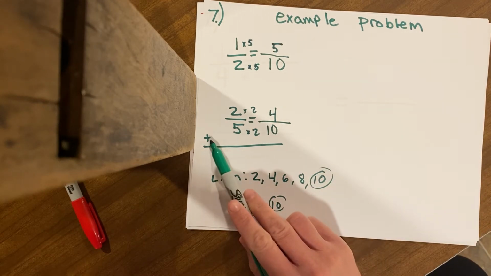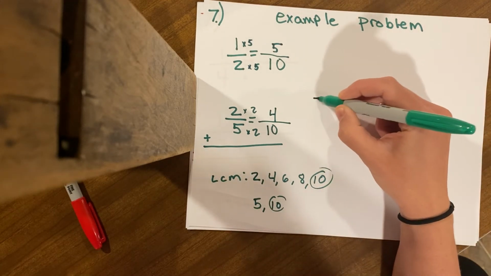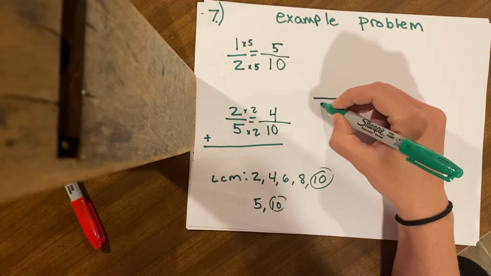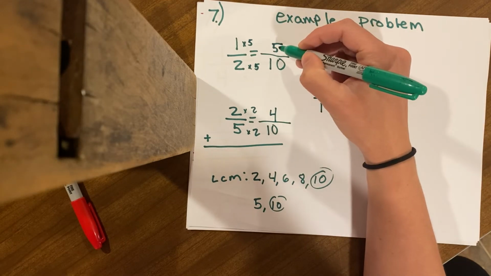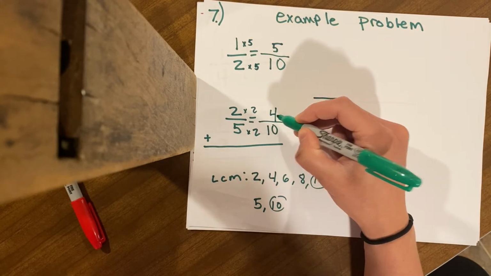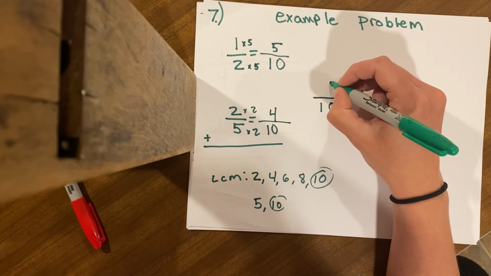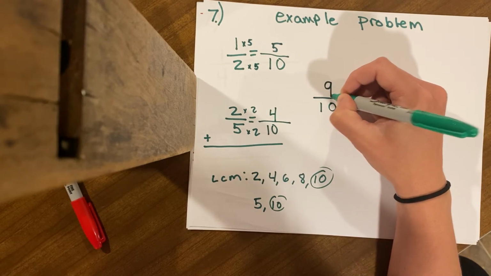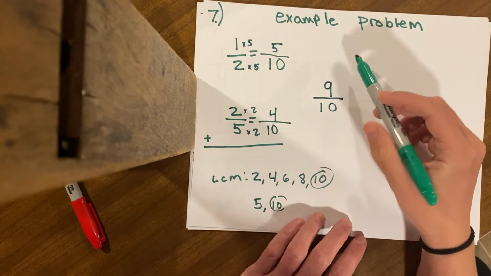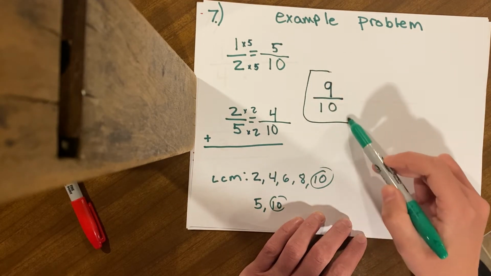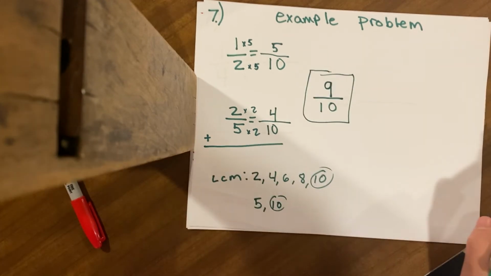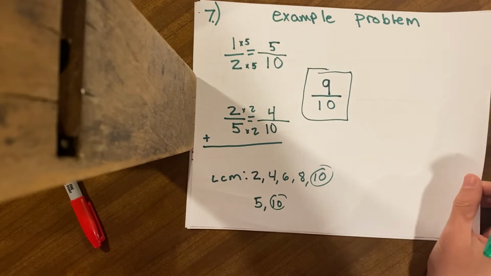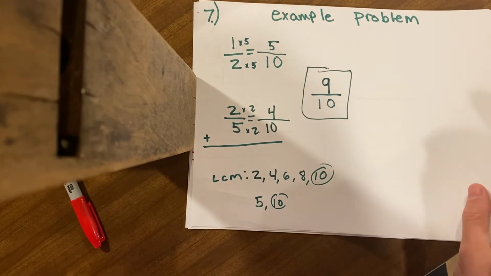What we're doing is we're adding them together. Our denominator is going to stay the same. We add up 5 plus 4, which we know is 9. Okay, so our final answer is going to be 9/10. Let's look at our quiz problem number 7.